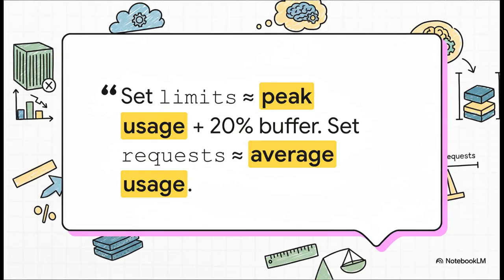So what are the magic numbers? How do you pick the right values? Well, there's no single magic number, but there is a fantastic rule of thumb. Watch your application under a typical workload to find its average and its peak memory usage. You're going to set your requests value close to that average usage. Then you'll set your limits to its peak usage, plus maybe a 20% buffer, just for safety. That's the sweet spot between efficiency and stability.